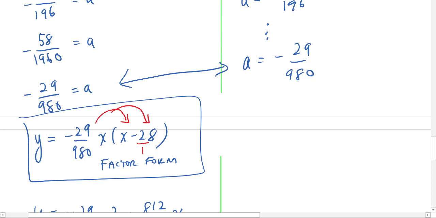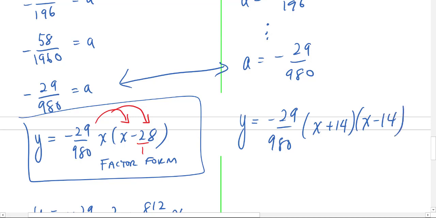Alright, the next thing to do is to get this into our factored form and then expand it. So this is negative 29 over 980 times x plus 14, x minus 14. We're going to apply our distributive property. So we're going to multiply this by this, this by this, and we're going to multiply these together.